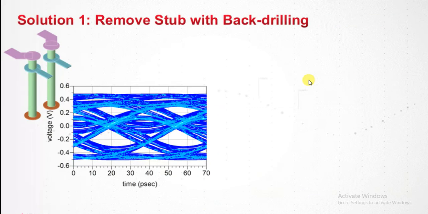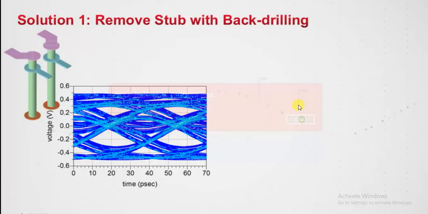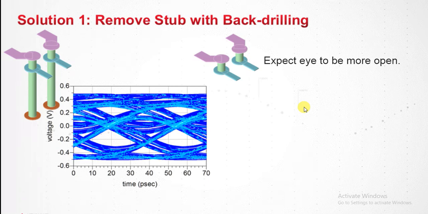To do so, the very first way is, of course, if the stub is the problem, let's remove it. We remove the stub with back drilling. Usually, back drilling is done in industry. Although you have to pay a little extra, sometimes it's worthwhile if you do have the money. And we can also do back drilling in the virtual world. We'll be able to take out the via just like that. And of course, after the root cause is solved, we can expect the eye to be more open. And here it is. The eye is more open already.